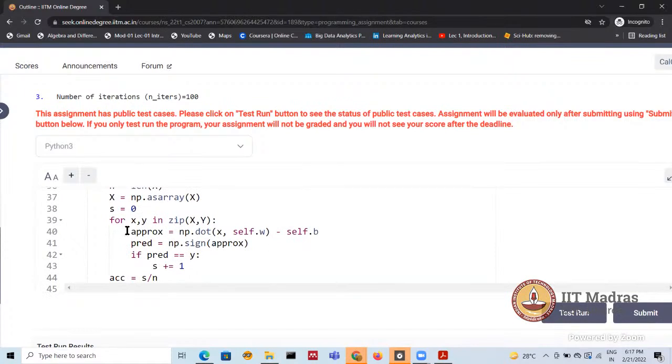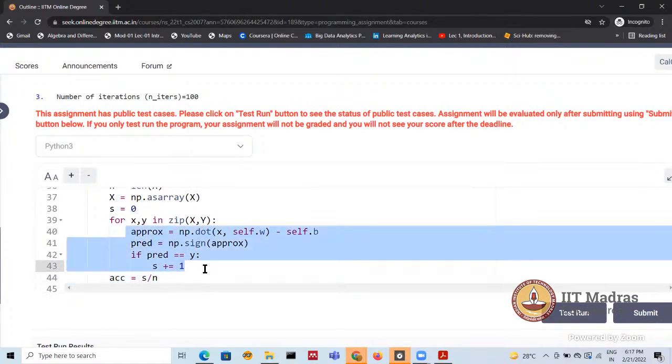Okay, so accuracy is the total number of points that are correctly classified divided by the grand total of points available in the data set. So S gives you the number of points that are correctly classified, and N is the number of points in the data set.